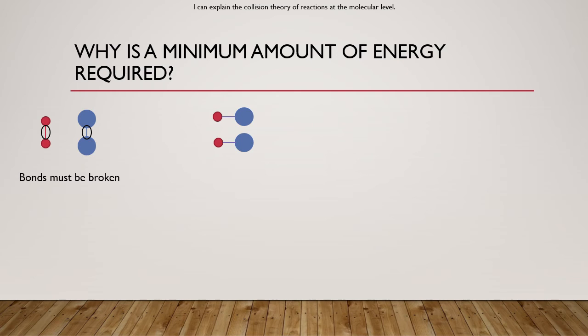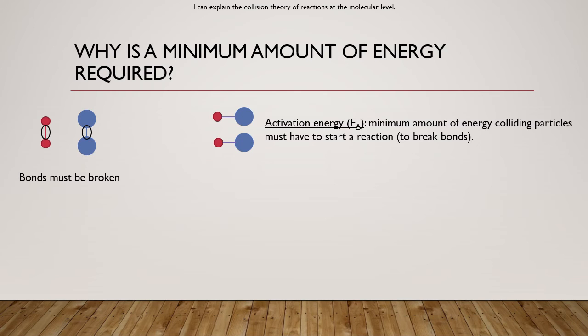Actually, that'll be something we come back to and study a lot more in the next part of our unit, our next learning goal. But we have to have energy to break those bonds. This leads us to understanding the term activation energy. You can see here the symbol for that, capital letter E for energy, and then the subscript A, meaning energy of activation. Activation energy is simply the minimum amount of energy colliding particles must have to start a reaction. In other words, the minimum amount of energy needed to break bonds.